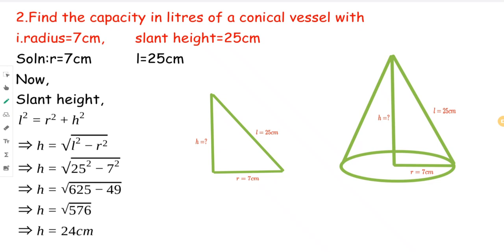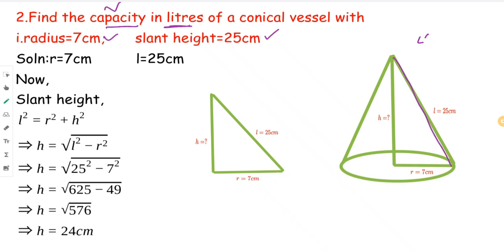Next, find the capacity in liters. Remember, capacity simply means the volume, right? Now it is in liters. The last question we just left at centimeter cube, but this time we have to convert it. Of a conical vessel, they've given us a radius and they've given us a slant height. If you look at the diagram, you already know that this is the slant height.